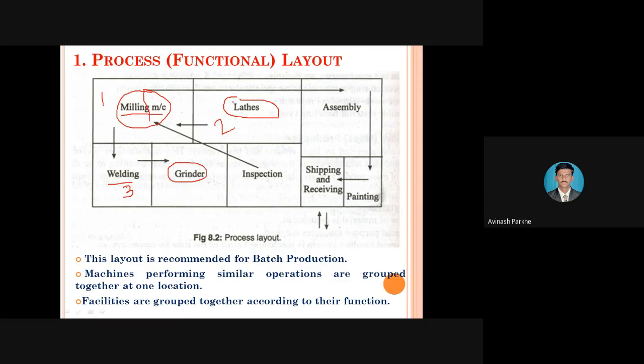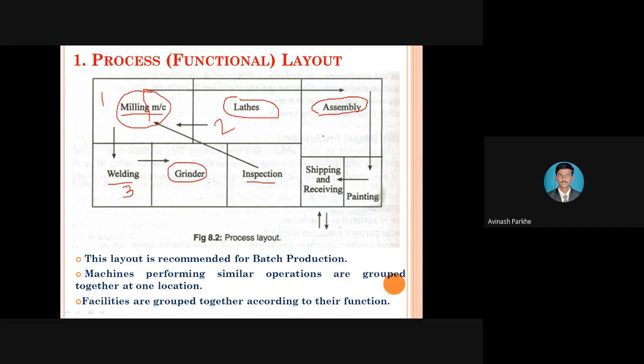Then the next compartment is given for inspection. Whenever I have to check the dimensions of all types of products, I will take all those products to the inspection department. I can check their dimensions in the form of length, diameters, whatever dimensions are available. Then a separate compartment is provided for the assembly purpose.